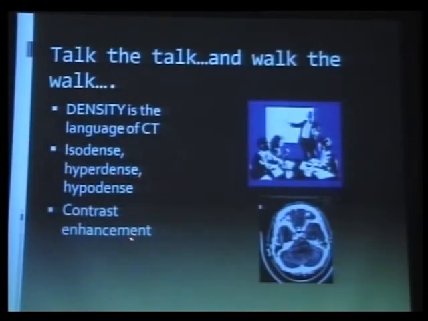The contrast material in CT is iodine. Iodine is very electron dense. It blocks the X-ray, and so we see contrast enhancement wherever the iodine appears. This is different than MR.